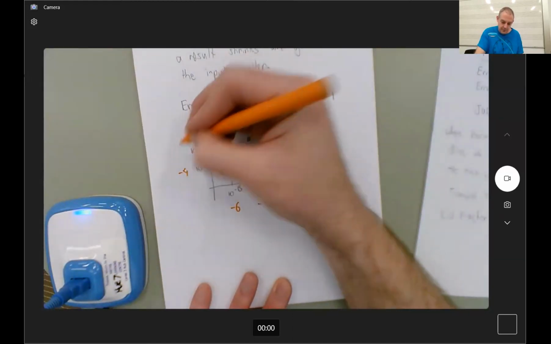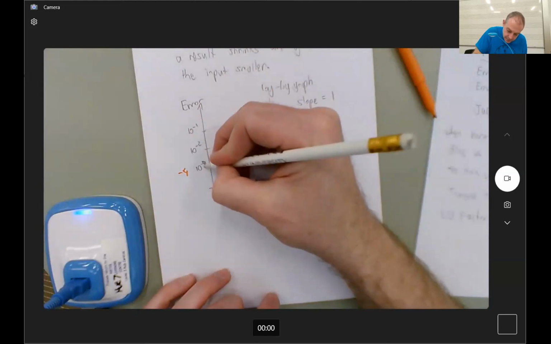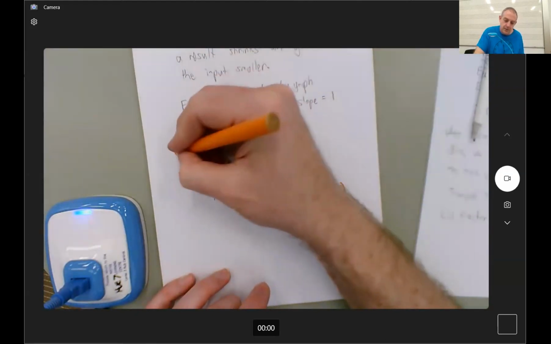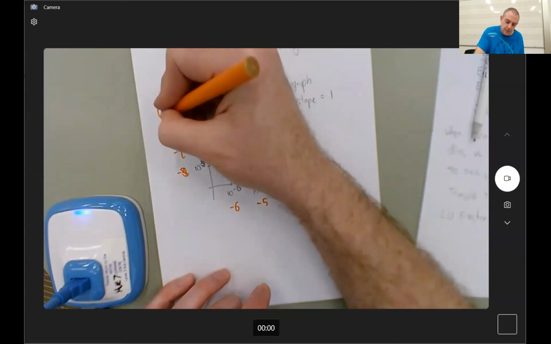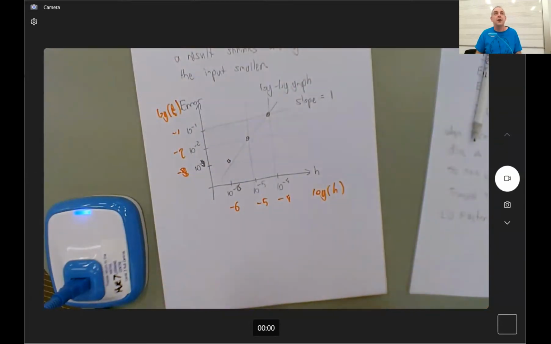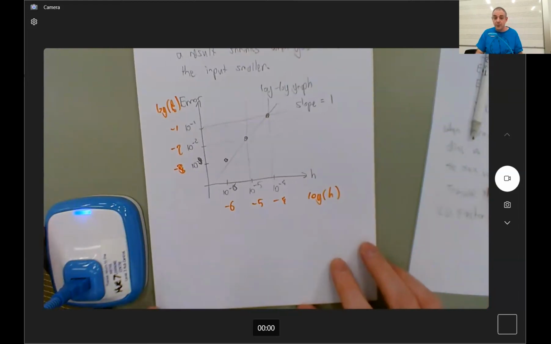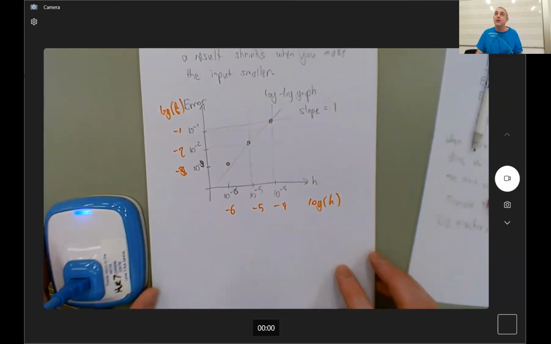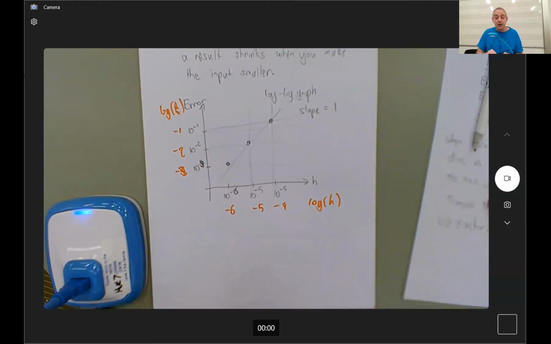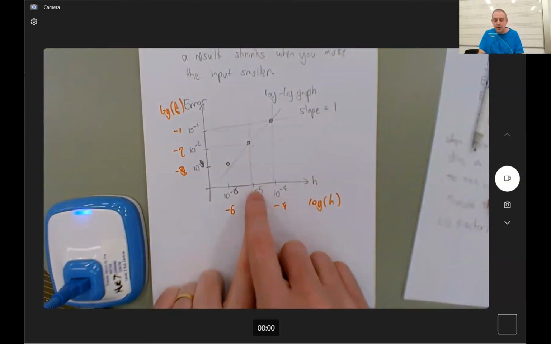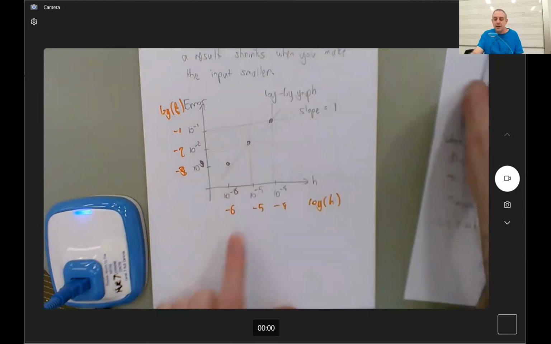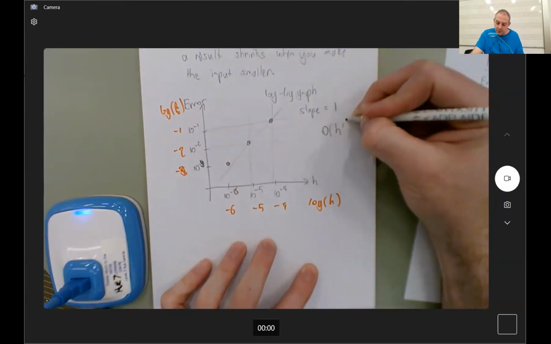And oh, that's a -2. Crap, that's supposed to be a 3. Log of the error on this side. So if you're ever in a situation where you're not in an exam and therefore have a computer to draw things for you, it's usually much quicker if someone gives you a table of values for the error and the h to calculate the logarithms and draw them and literally find the slope of what you've got. So the slope in the log sense is 1 because when I go up 1 here, I go up 1 here, and therefore it's big O of h to the 1.